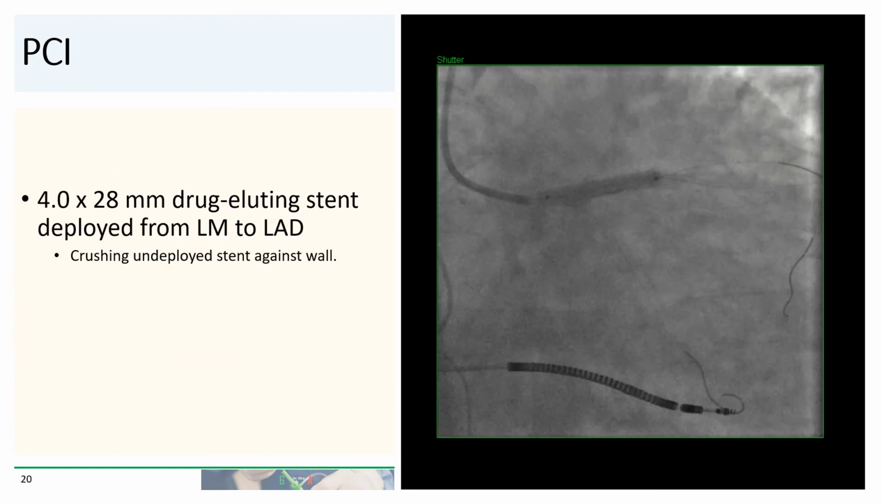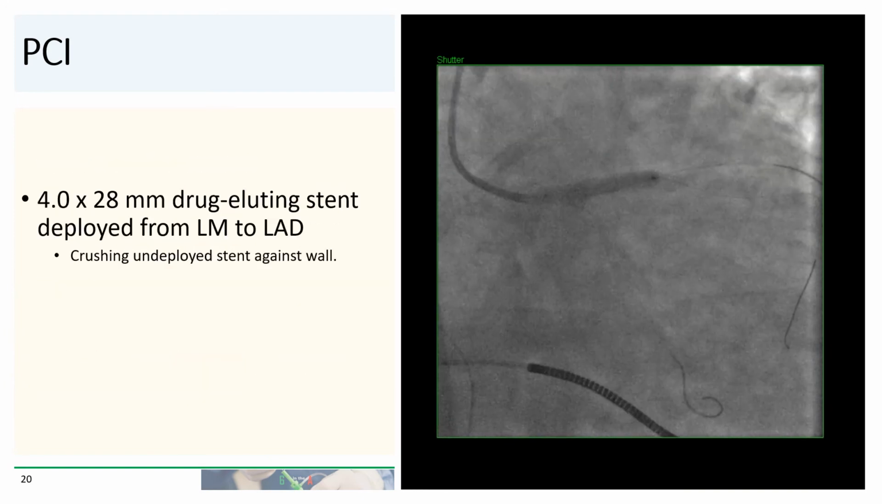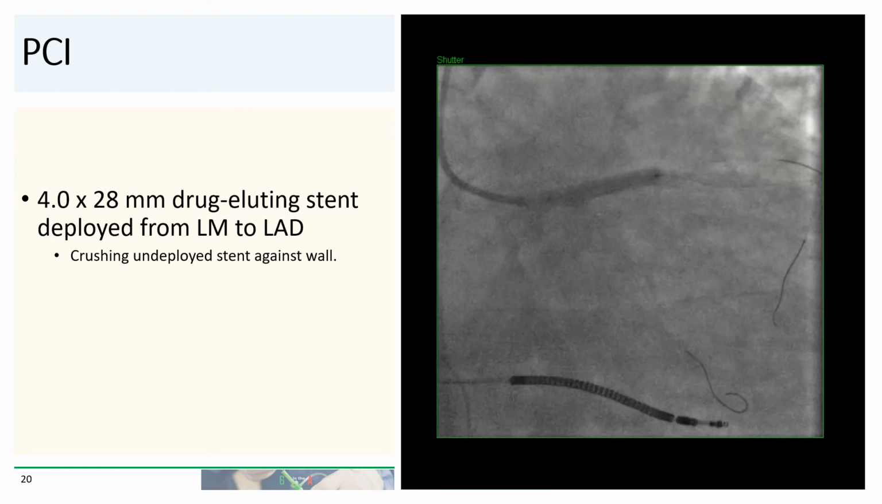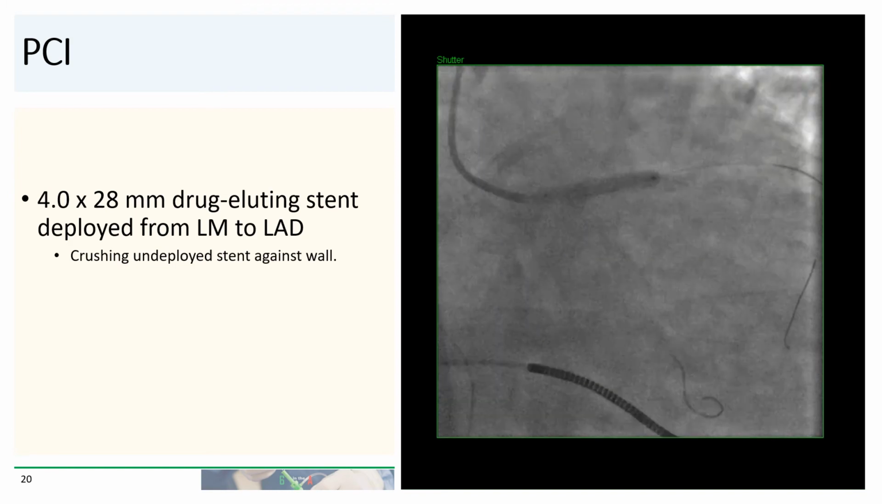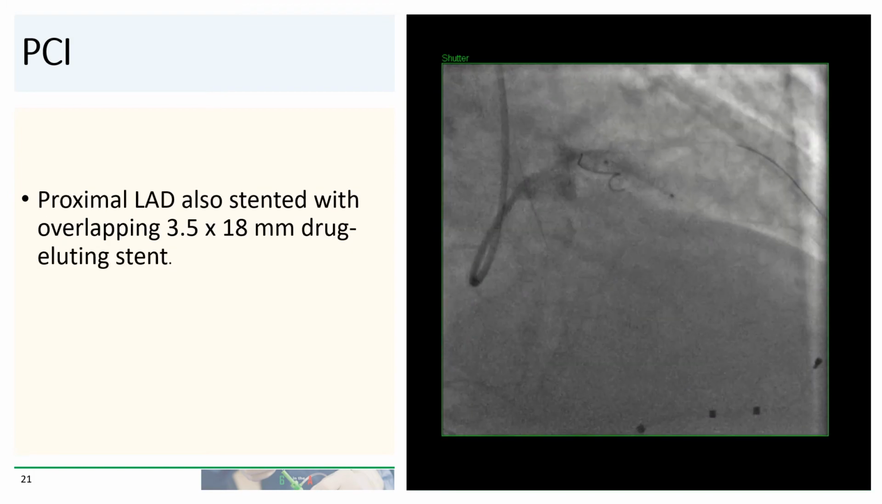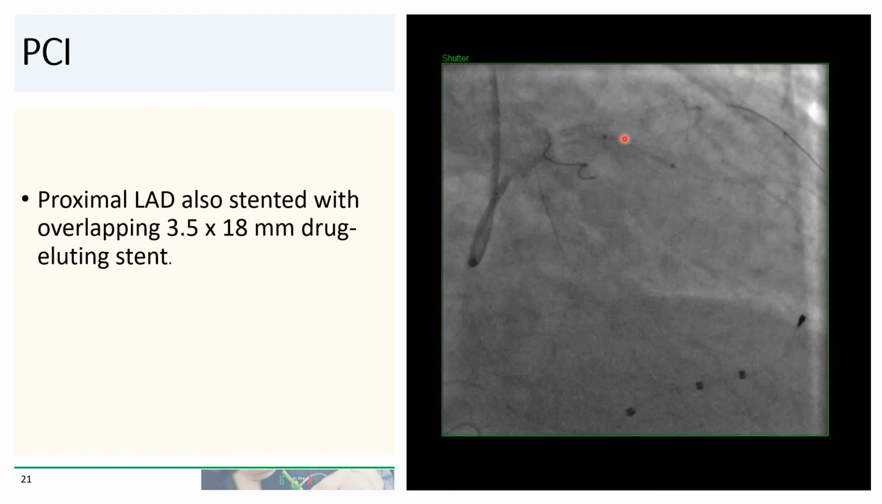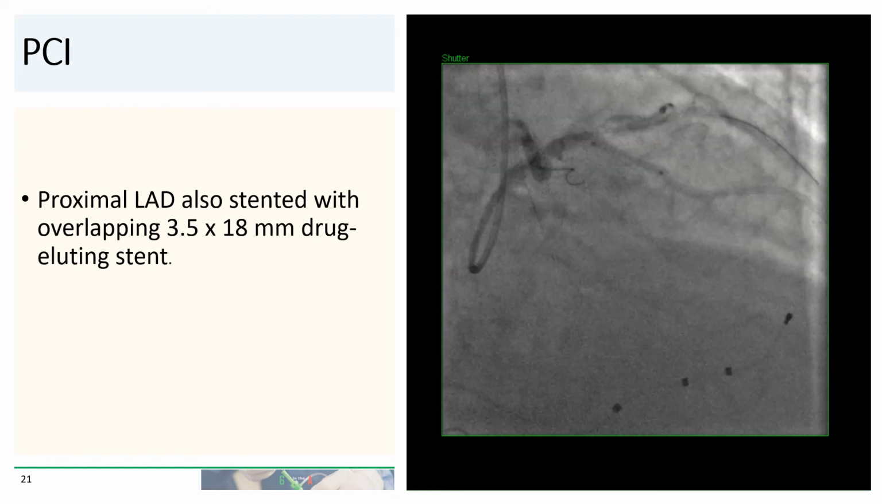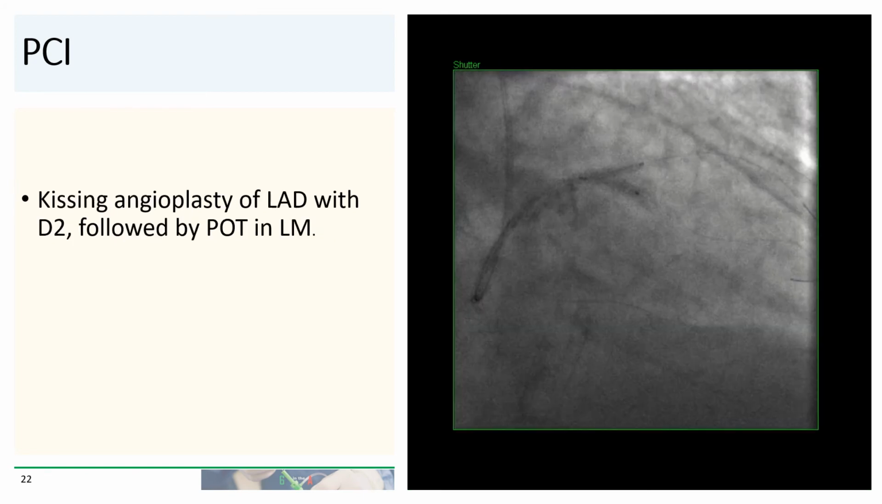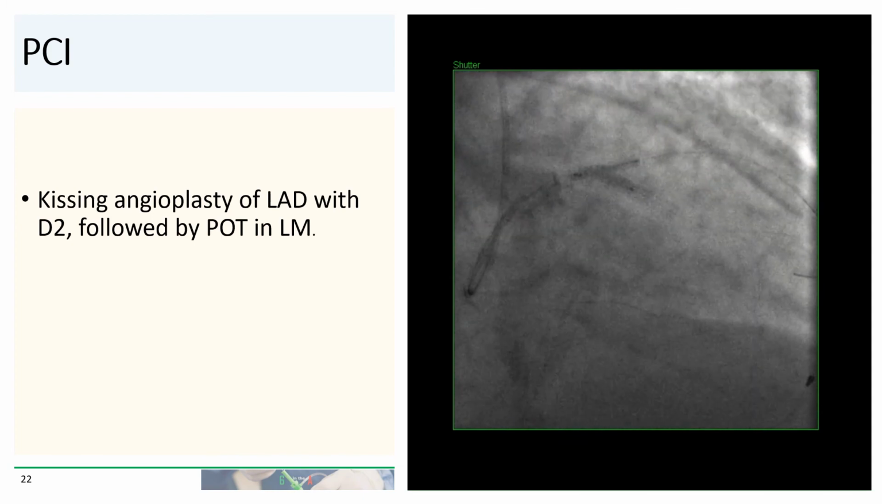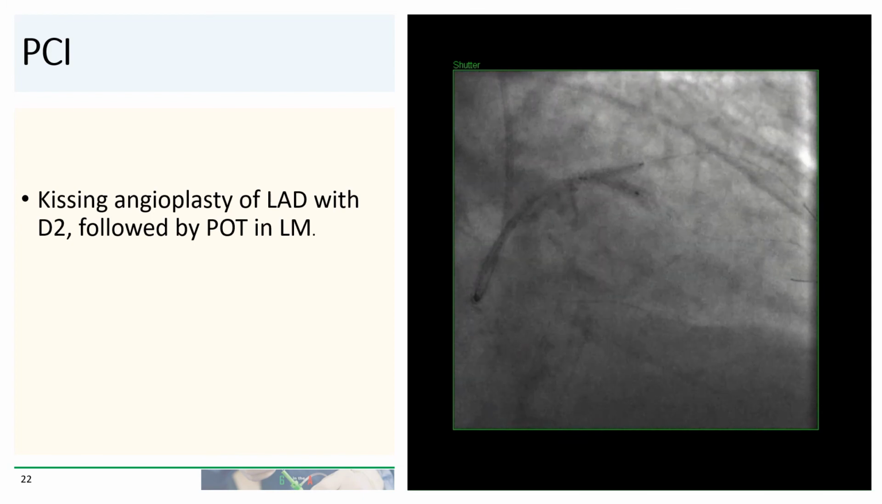A 4.0 by 28 millimeter DES delivered relatively easily and was deployed from the left main into the LAD, crushing the undeployed stent against the wall. We then also stented the proximal LAD with an overlapping 3.5 by 18 millimeter DES. We then performed kissing angioplasty of the LAD with D2 and followed by POT in the left main.